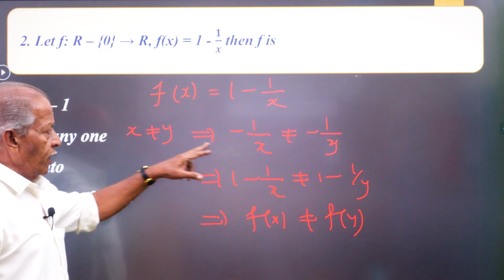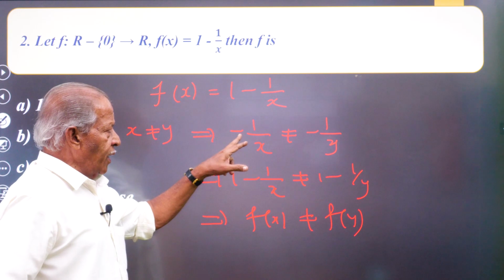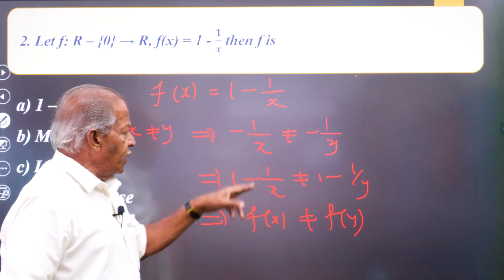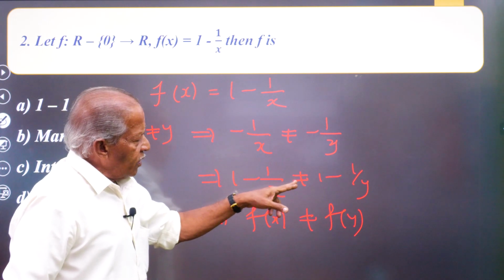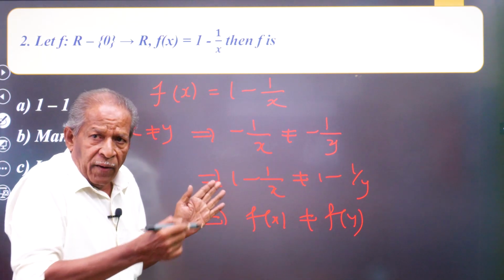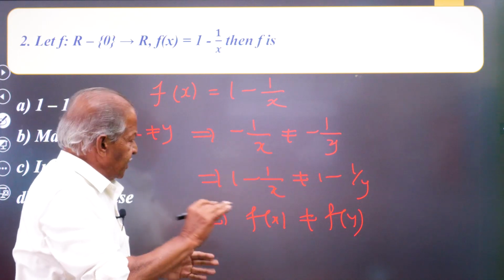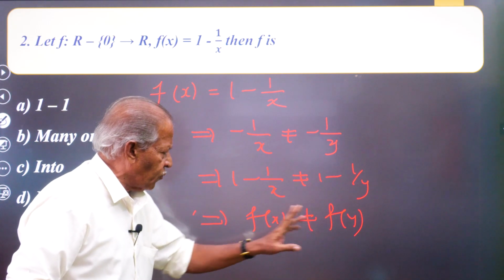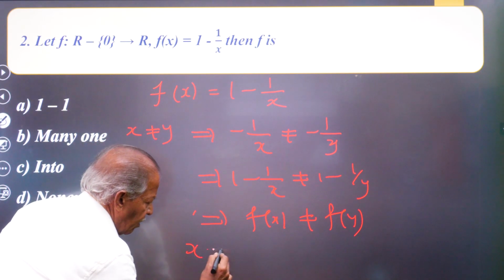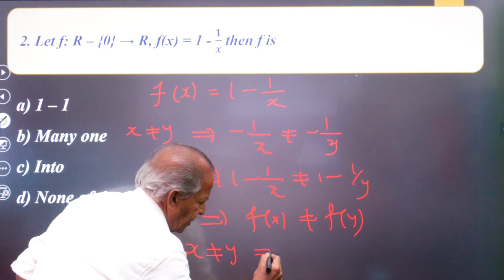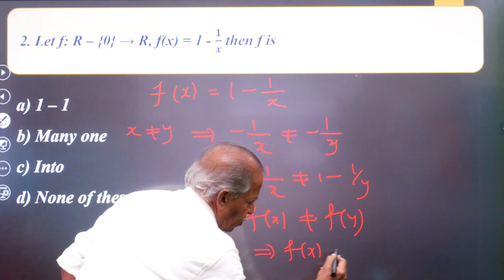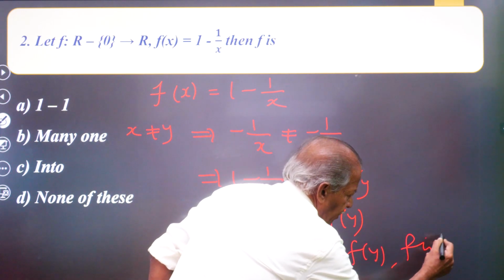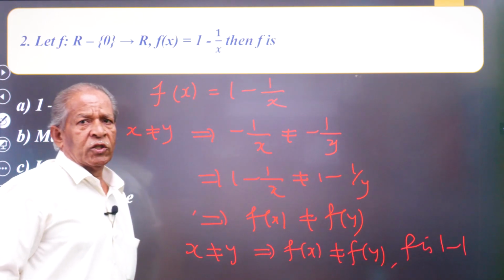x not equal to y implies 1 minus 1 by x not equal to 1 minus 1 by y. It's always true. Adding 1 to both sides, the result never changes. That is, x not equal to y implies f of x is not equal to f of y. Therefore, this f is 1-1. The first part is over.